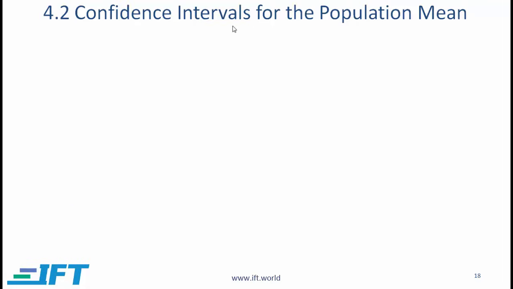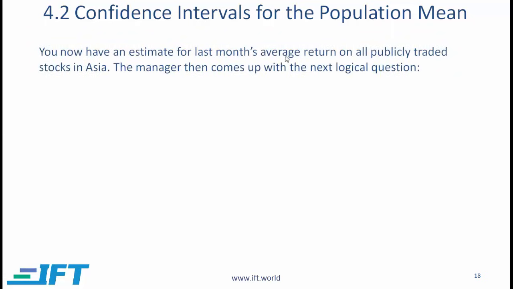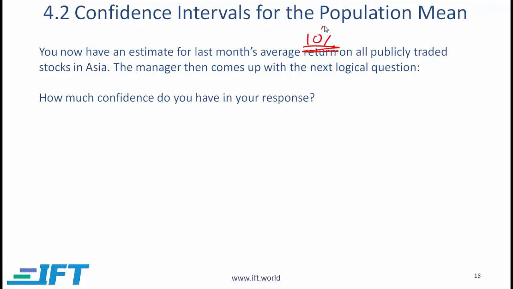Next, we talk about the confidence intervals for the population mean. So you have an estimate for last month's average return. So that was your point estimate of 10%. You are then asked the next logical question, which is how sure are you about this 10% number. Now clearly you can't say you are 100% sure, because if the manager then goes and checks all stocks, or let's say the manager goes and picks 200 stocks and the return is different from 10%, then obviously you'd be wrong. So perhaps what you need to do is give a range.